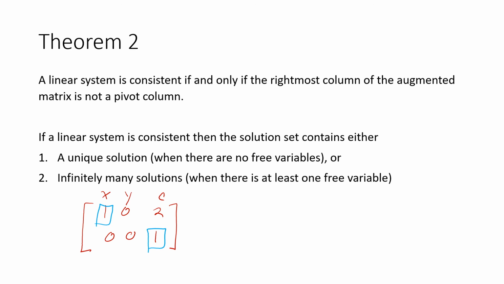The second part of this theorem says that if a linear system is consistent, in other words, if this doesn't happen, then either there's a unique solution, which is when you have no free variables, or there are infinitely many solutions, when you have at least one free variable. So the free variables give you really important information about a solution. It tells you right away if you have a single solution or if you have infinitely many solutions. And the existence of even a single free variable means you have infinitely many solutions.